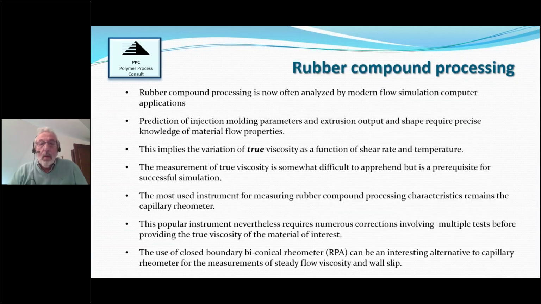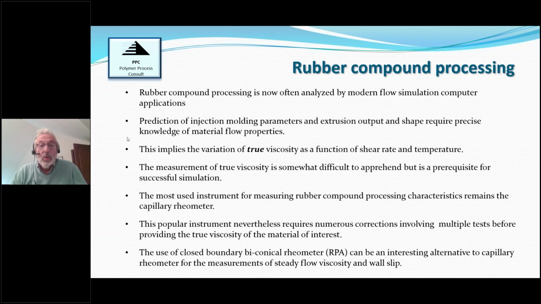Okay, so rubber compound processing is now often analyzed by modern flow simulation computer applications. The prediction of injection molding parameters, extrusion output, and shape requires precise knowledge of the material flow properties. That implies knowledge of the true viscosity as a function of shear rate and temperature. The measurement of true viscosity is somewhat difficult to apprehend, but it's a prerequisite for successful simulation.